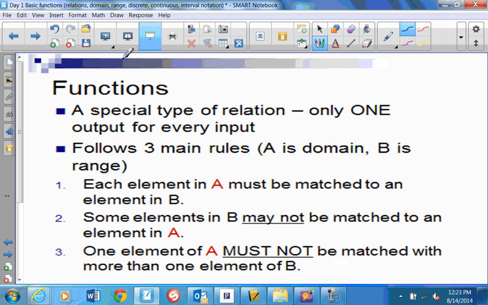First, let me tell you what a function is. A function is a special type of relation. Remember I said every function is a relation, but not every relation is a function. So a function is a special type of relation where you only have one output for every input.